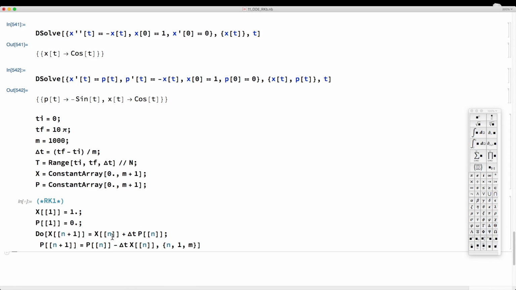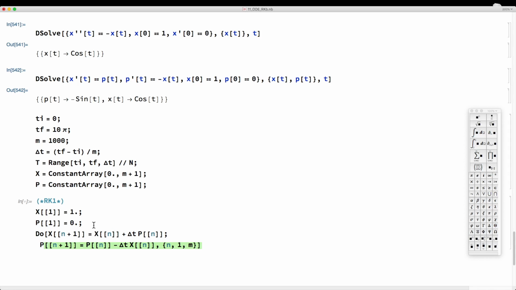So our do loop will look very similar to what we had before for the exponential ODE that we solved, except now we need two initial conditions, one for x and one for p. So these are our initial conditions: x at time 0, the first element of this vector, is 1, and p at time 0, the first element of this vector, is 0. And then inside the do loop, we update the values of x and p according to the Taylor expansion, basically.